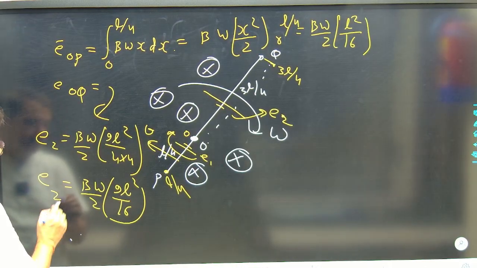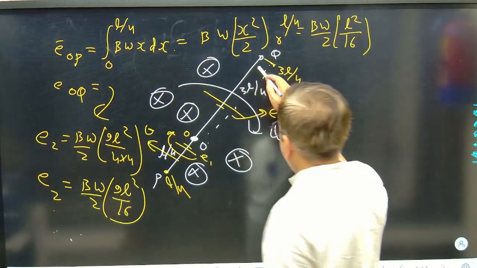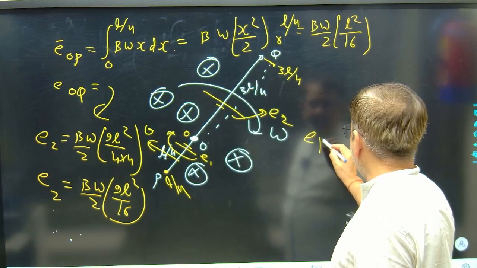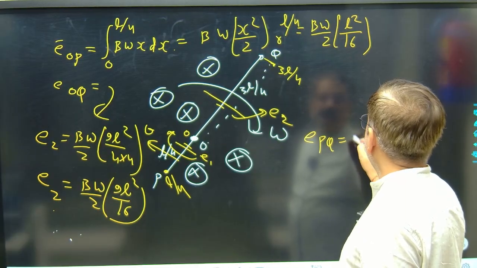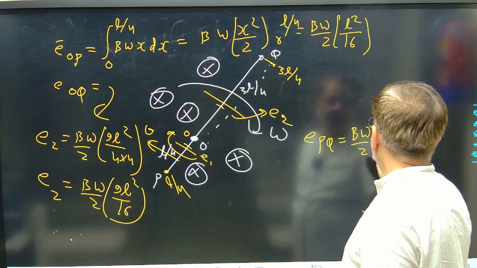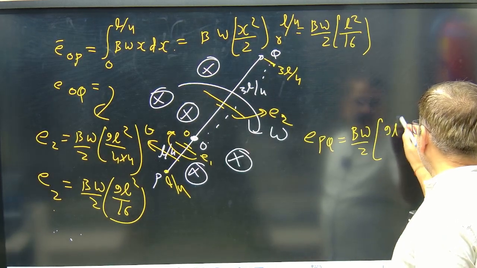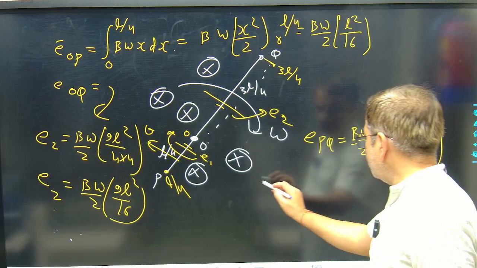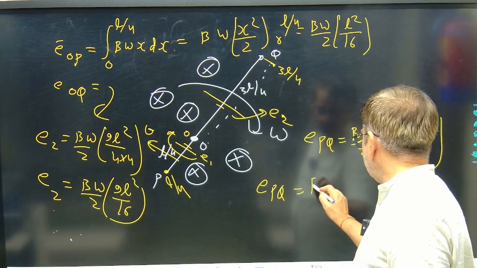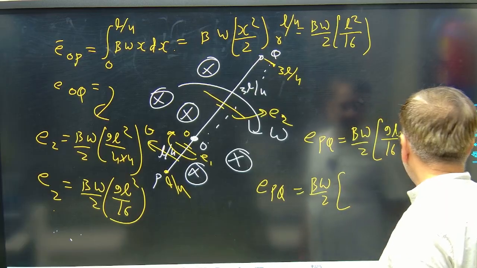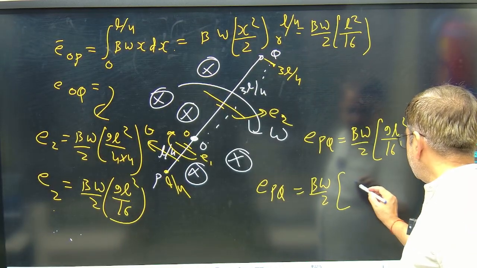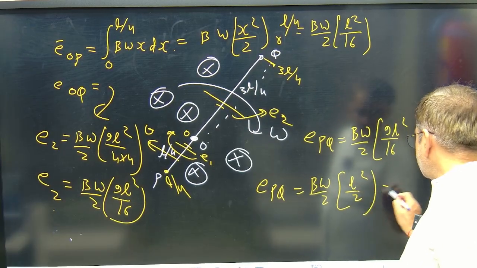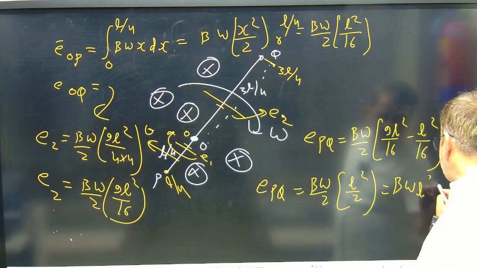It is E2. So the total EMF, if I have to see, will be dominated by the OQ length EMF. So E for the length PQ is B omega by 2 times 9 L square by 16 minus L square by 16. Hence E for the length PQ is B omega by 2 into 8 L square by 16. 8 L square by 16 means L square by 2. This further gives B omega into L square by 4.